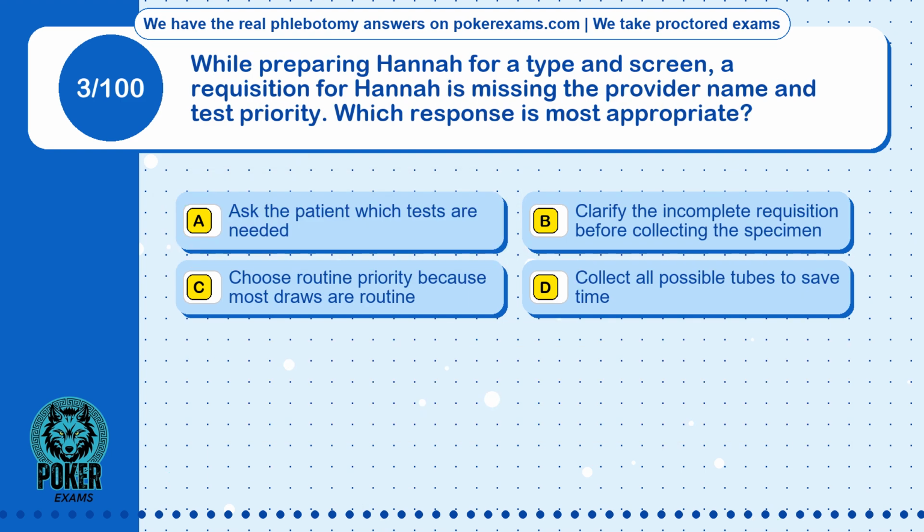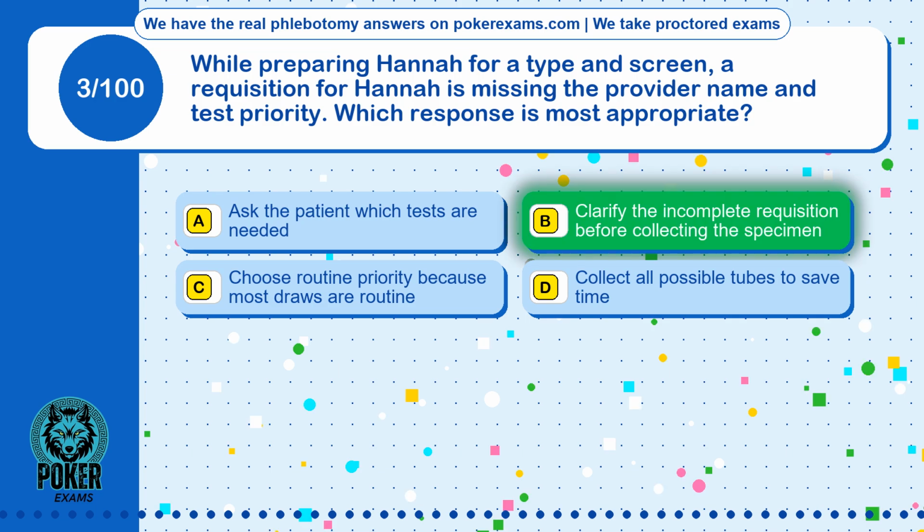Question 3. While preparing Hannah for a type and screen, a requisition for Hannah is missing the provider name and test priority. Which response is most appropriate? Option A. Ask the patient which tests are needed. Option B. Clarify the incomplete requisition before collecting the specimen. Option C. Choose routine priority because most draws are routine. Option D. Collect all possible tubes to save time.